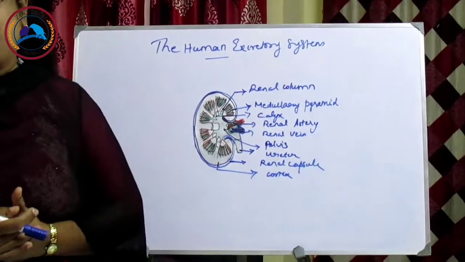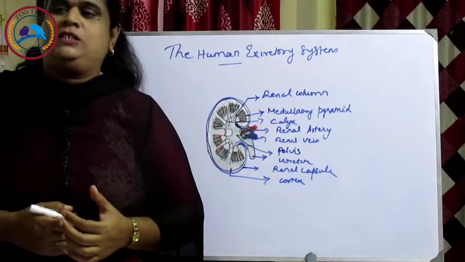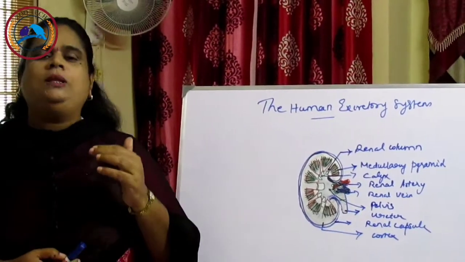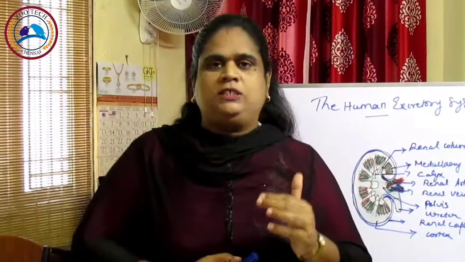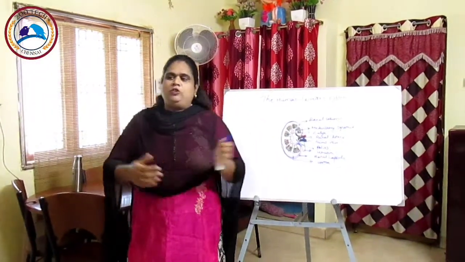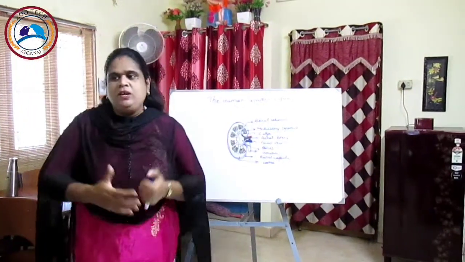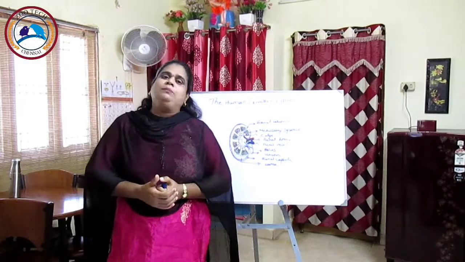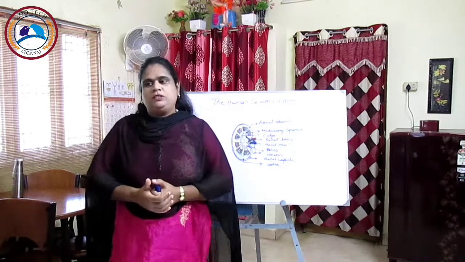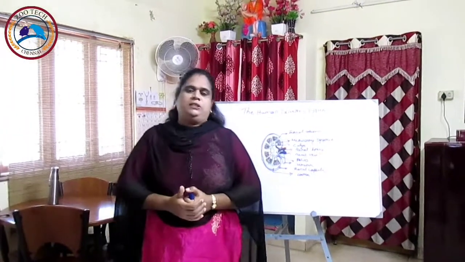What is excretion? The accumulation of toxins, that is the poisons, may be harmful, and the body removes all the metabolic waste by the process you call excretion.